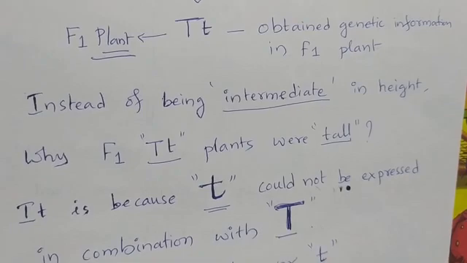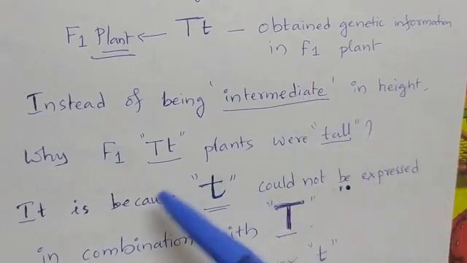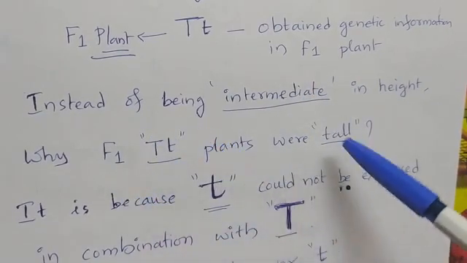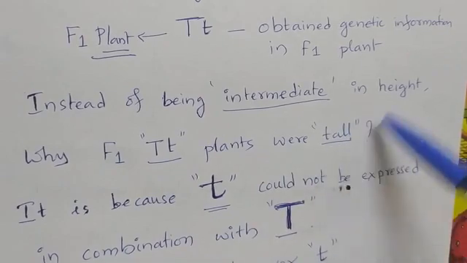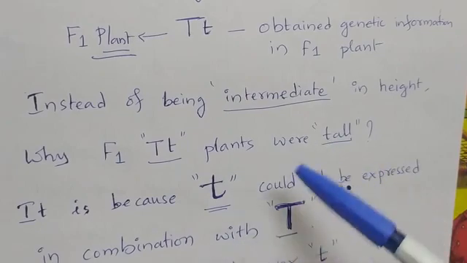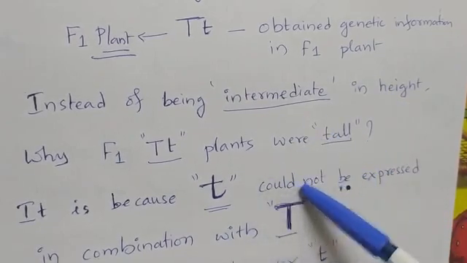But are we getting intermediate height plants? No. Instead of being intermediate in height, why were the F1 capital T, small t plants tall? All these questions were asked by Mendel after both of the experiments were over, that is, after getting the F2 generation plants.